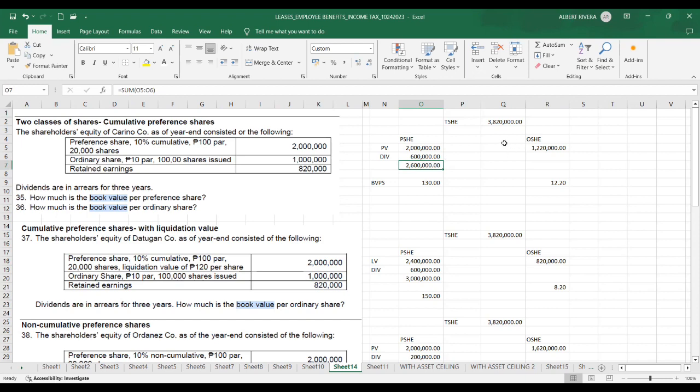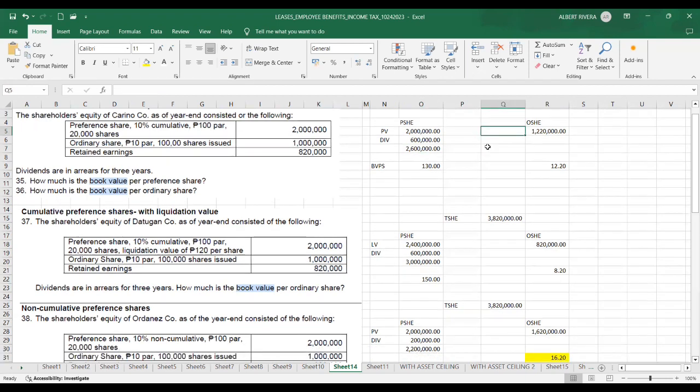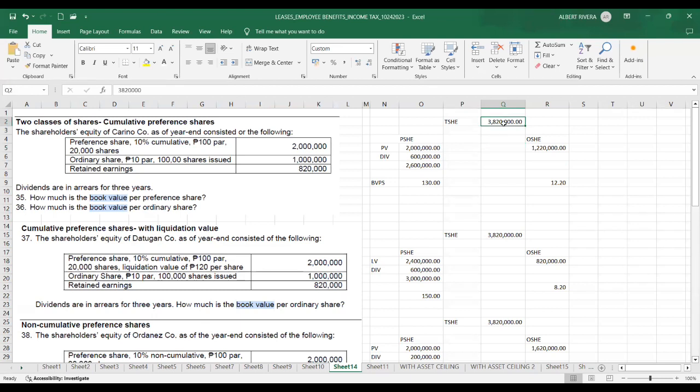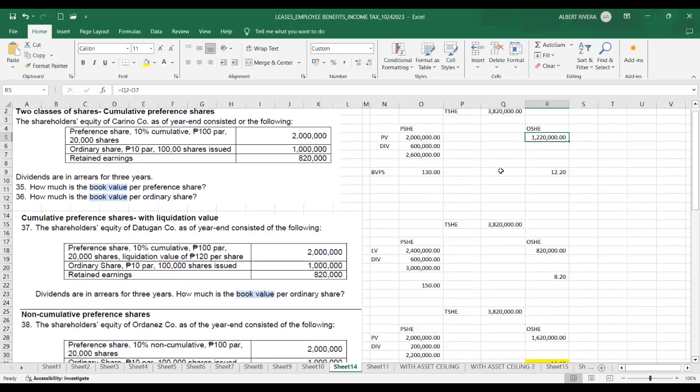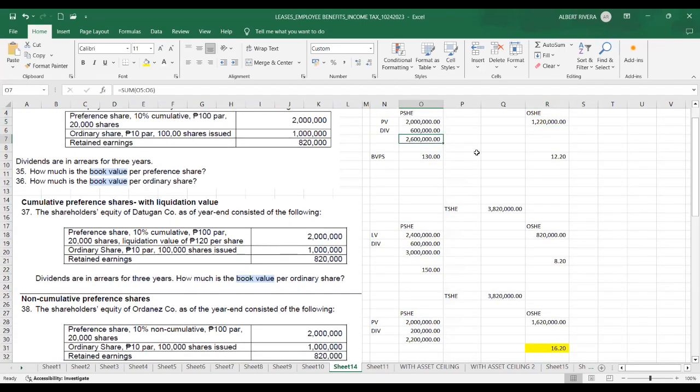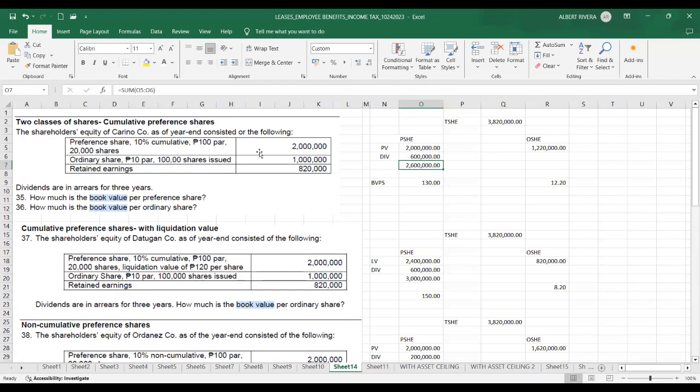And the residual amount from the total stockholders' equity minus the 2.6 million is 1,220,000. Therefore, we will divide this by the outstanding number of shares. And the outstanding number of shares under preference is 20,000 shares. So this is 2.6 million divided by 20,000, that is 130. Then 1.22 million divided by the number of shares outstanding, which is 100,000. So the answer here is 12.2.